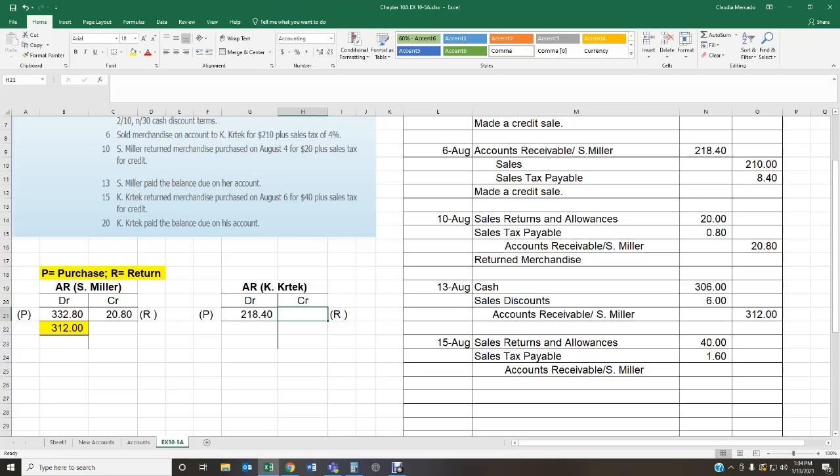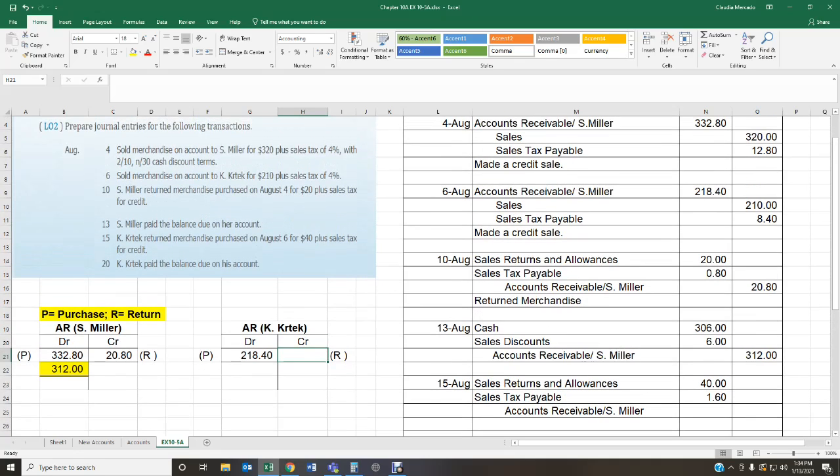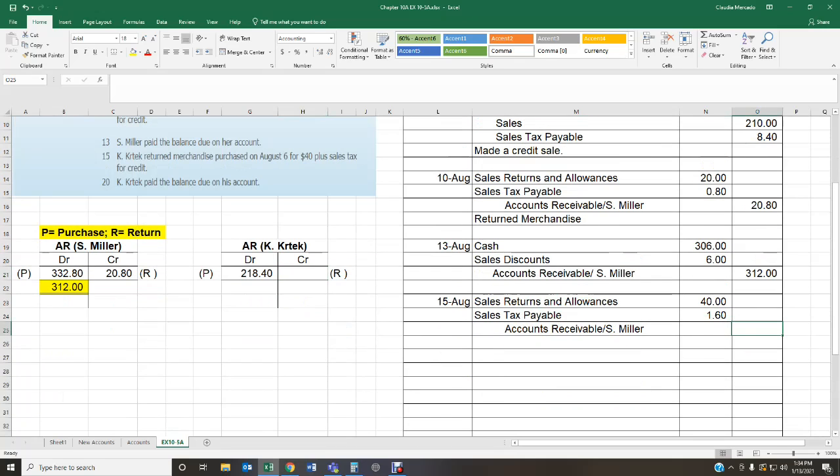And then what we're going to do is give credit, because the original transaction that happened on August the 6th, they purchased it on account. So that means we're going to give them credit on their account. We're going to give them credit for the $40 of the merchandise plus the $1.60 for the taxes. So I'm going to do an entry to my accounts receivable for $41.60.